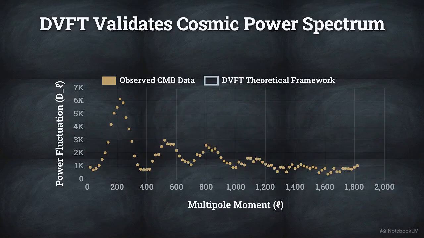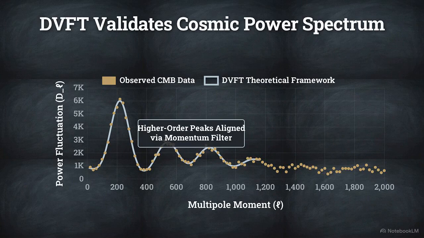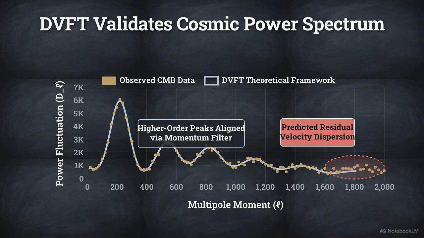The theoretical power spectrum derived purely from DVFT vacuum dynamics tightly weaves through the actual observed data points of the cosmic microwave background. The model accurately reproduces the primary acoustic peak. This proves that the vacuum defect sector supplies the necessary gravitational wells before recombination. Furthermore, the higher-order peaks align perfectly. The physical momentum filter successfully restricted the particle velocities, preventing the erasure of these smaller structures.